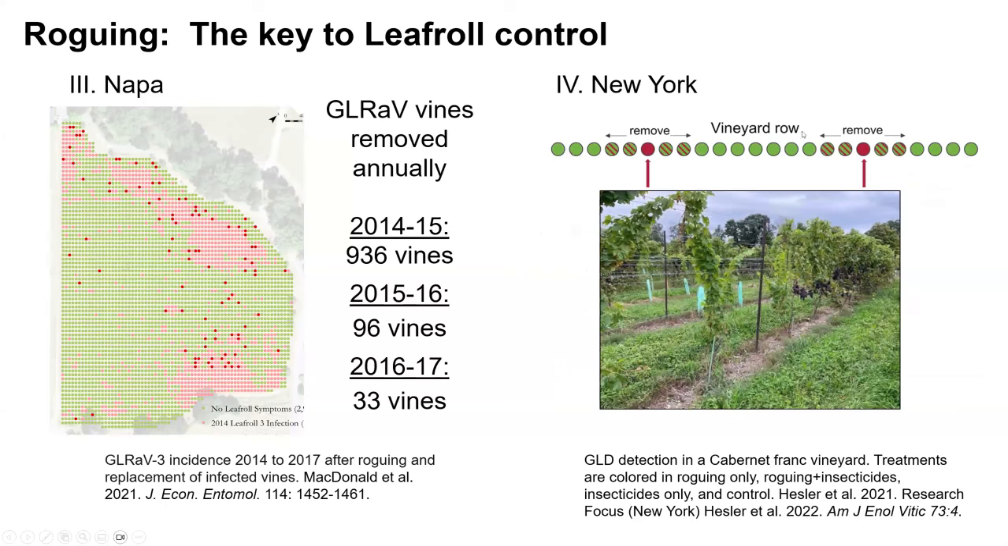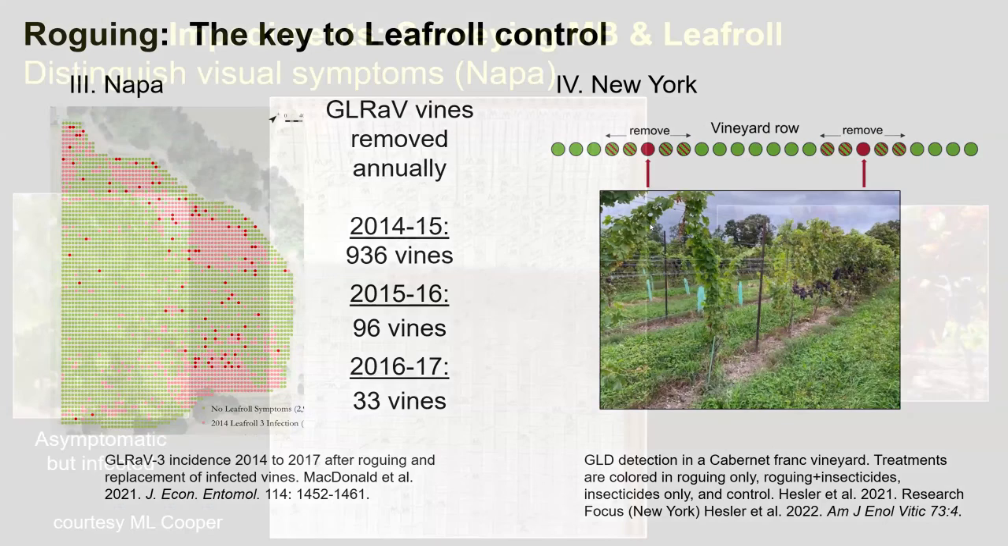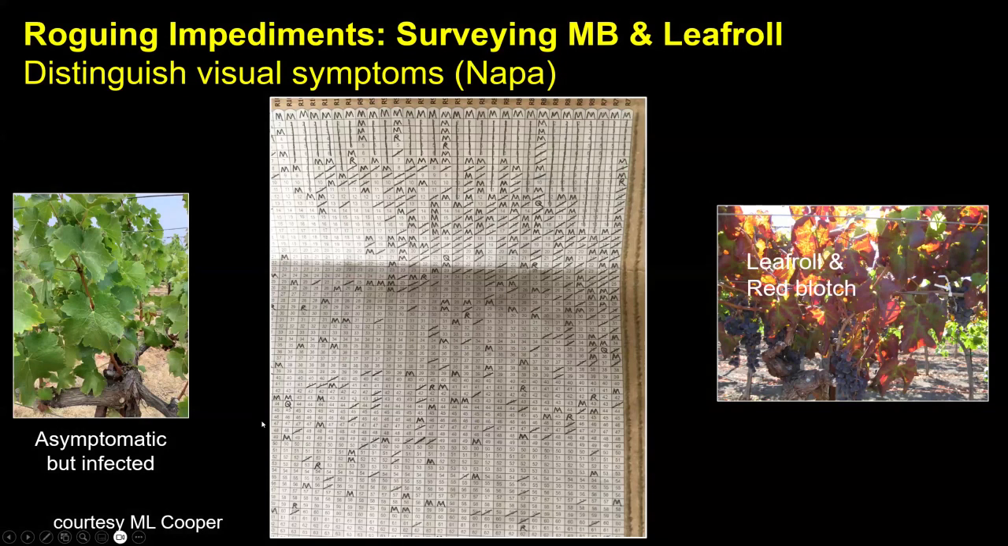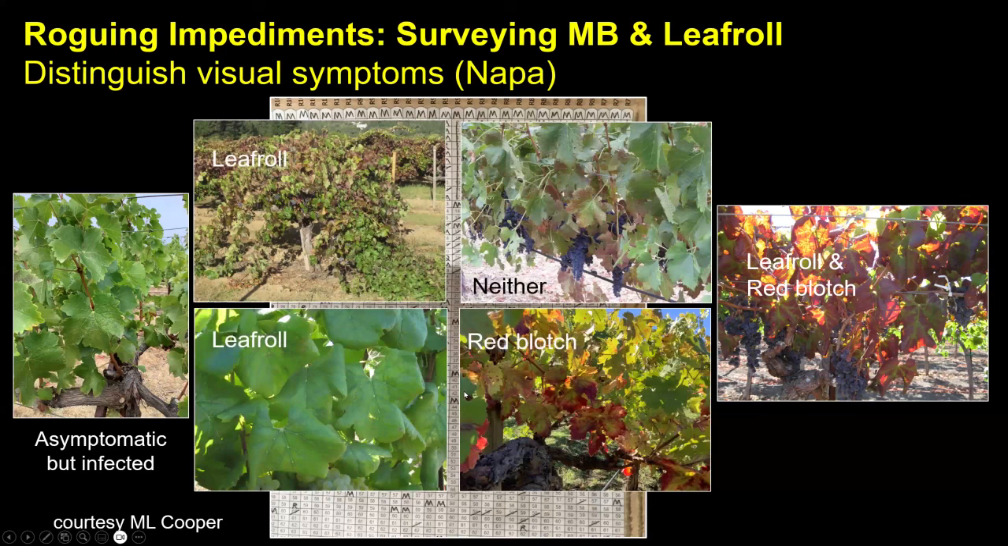One of the aspects is that it's very expensive. In New York, what they did in this study is they removed the infected vine and they removed 2 vines on either side. And in New Zealand, they even removed 2 vines on either side and the adjacent vine across the way. There are other impediments because you have to survey and you can't possibly pay to test all of these vines. So you're surveying based on vine appearance, vine color, and that's hard to do with some cultivars.